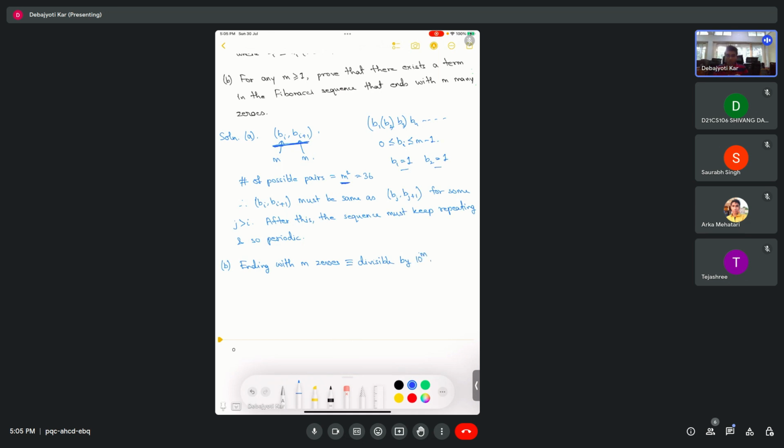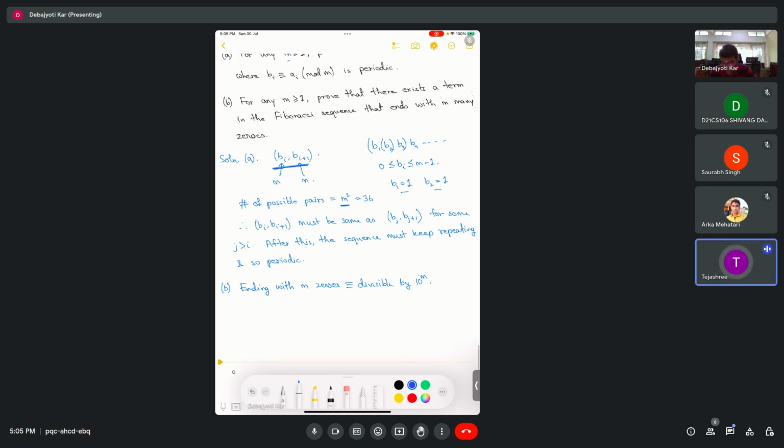Okay, so we need to show that for any m, there will exist some term in the Fibonacci sequence that is divisible by 10 to the power m. So in the first part, I didn't get the last sentence. How do you prove that it is going to happen after some time?